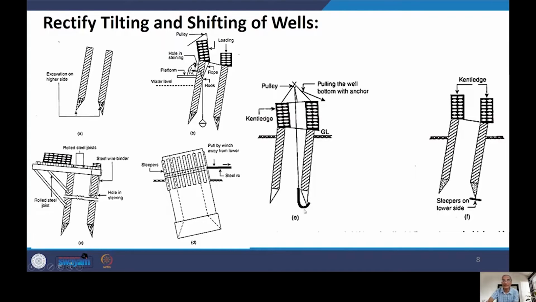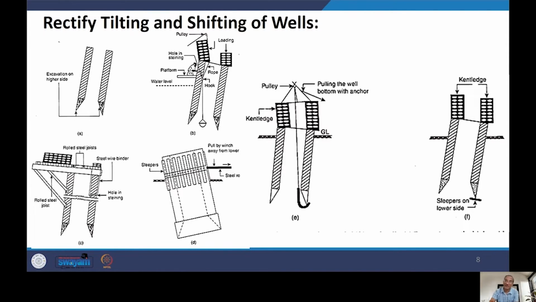Some anchor is used here, below the valve curb, near the valve curb, and anchoring with the pulley, and then it is trying to fix it. There is tilt, so the idea is to push this side in such a way on the right side, so that this tilt can be corrected.